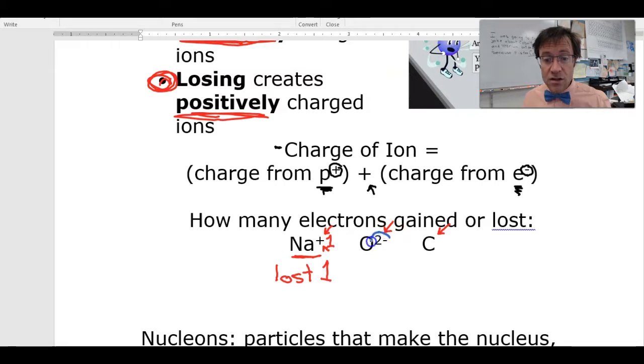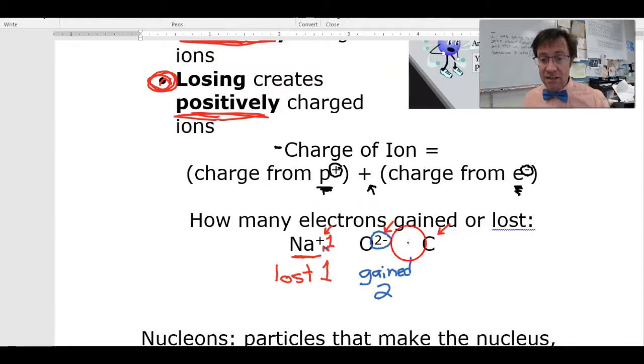So this charge is -2. It is negative. So remember, electrons are negative. So if the charge is negative, that means that it's gaining. It gained 2, right? Because it's minus 2.